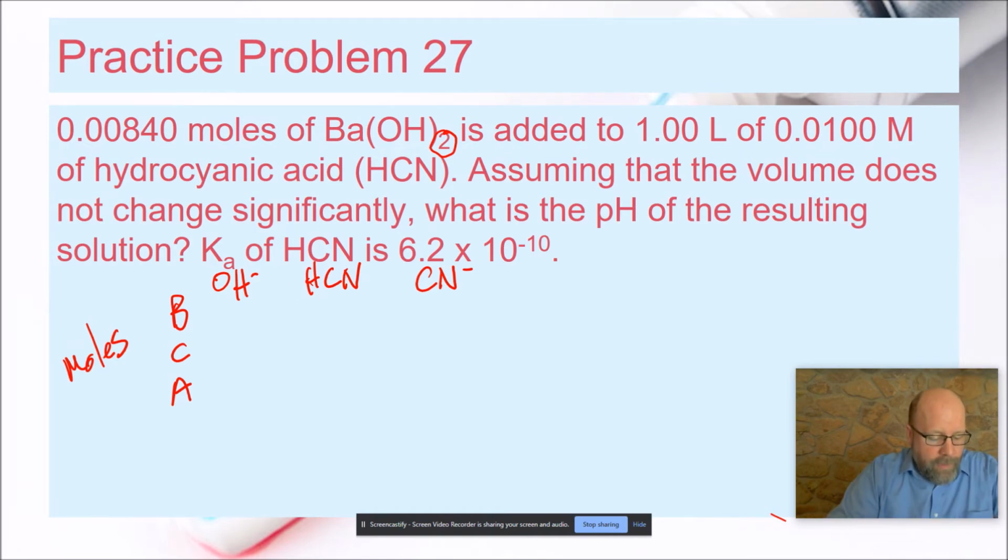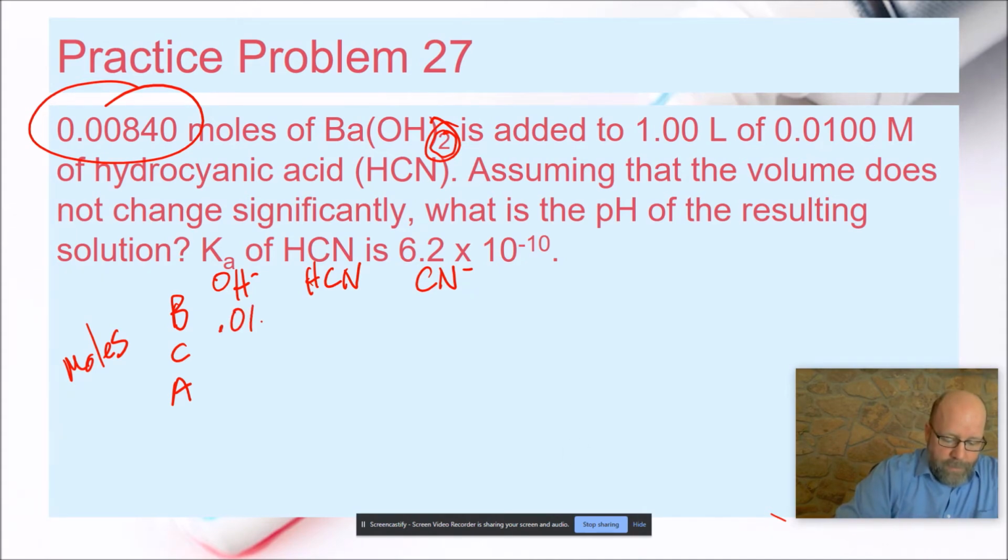So if I've got 0.00840 moles of barium hydroxide, the actual hydroxide is twice that because there's 2 hydroxides for every mole of barium hydroxide. So that's why I want to put the actual hydroxide here. To find our actual moles of hydroxide, we take this and multiply it by 2, that 2 right there. And that gets us 0.0168. Is that right? 1680. I guess I got a 0 on there because of sig figs. I'm just doubling that, so 16 and 80.